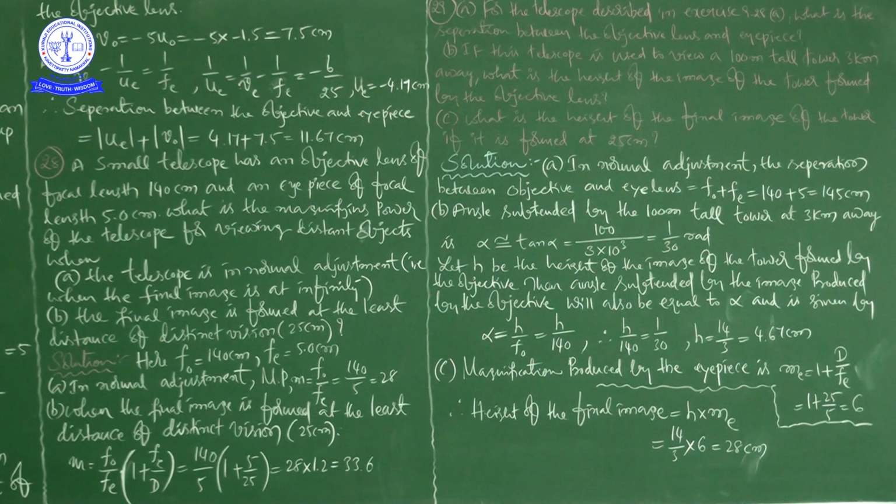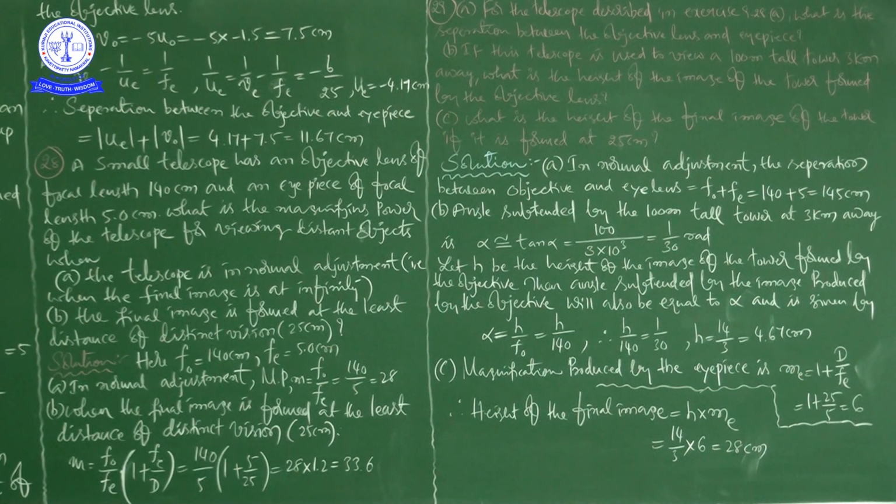So 14 by 3 means what? It is 4.67 centimeters. 4.67 centimeters, right? Okay. Next, C.